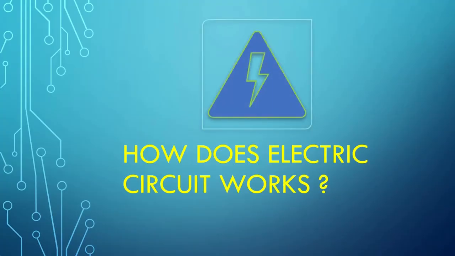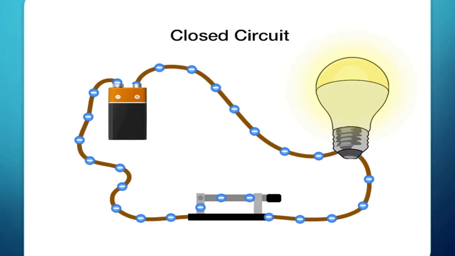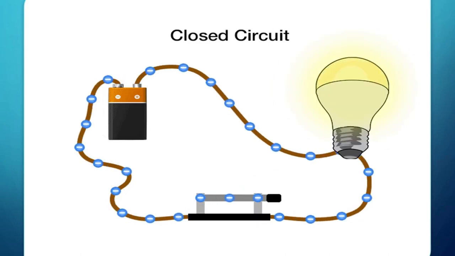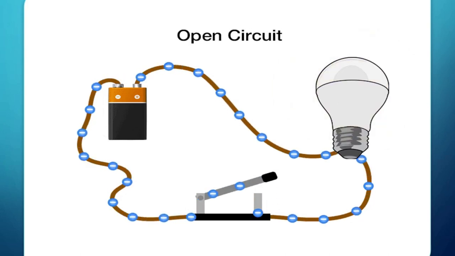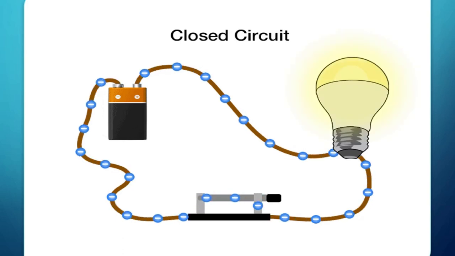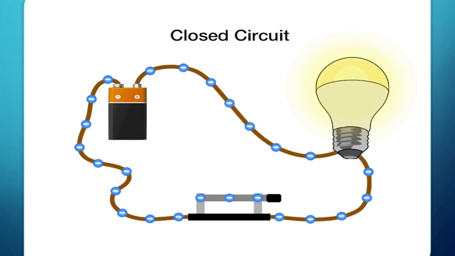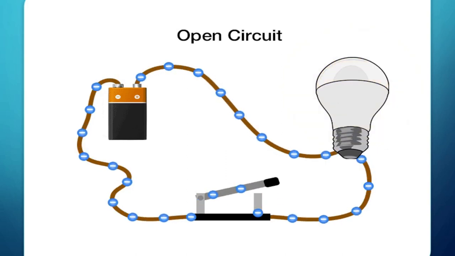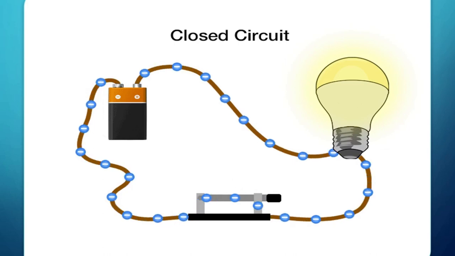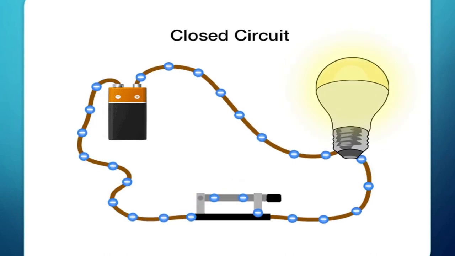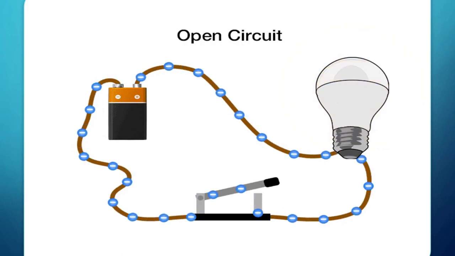How does an electric circuit work? This is how the electric circuit works. When the switch is off, the circuit is not closed, meaning the electrical current will not flow from the batteries to the bulb. When you move the switch to the on position, the electricity from the batteries will flow to the wire, going to the bulb, making it light up.